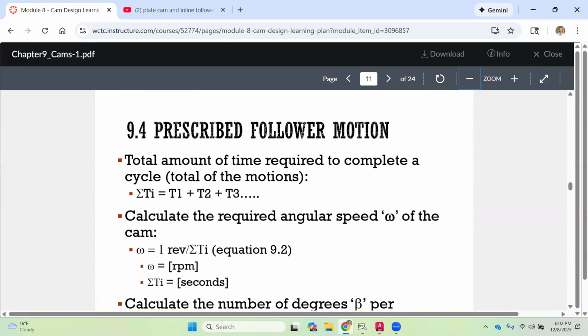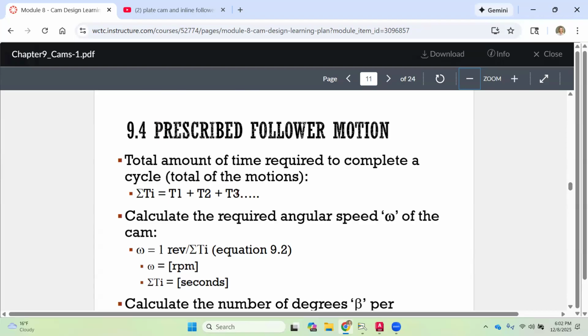Prescribed motion of our follower. So when we look at the motion of our follower, as I said earlier, that is our end result. That is going to be our output. And that's where we start with our design. So once we know what we want that follower to do, now we start to break it down into how much time each one of those prescribed motions takes, okay? So we're going to have to find out what is the total amount of time required to complete a full cycle so that the full motion of the follower is realized.